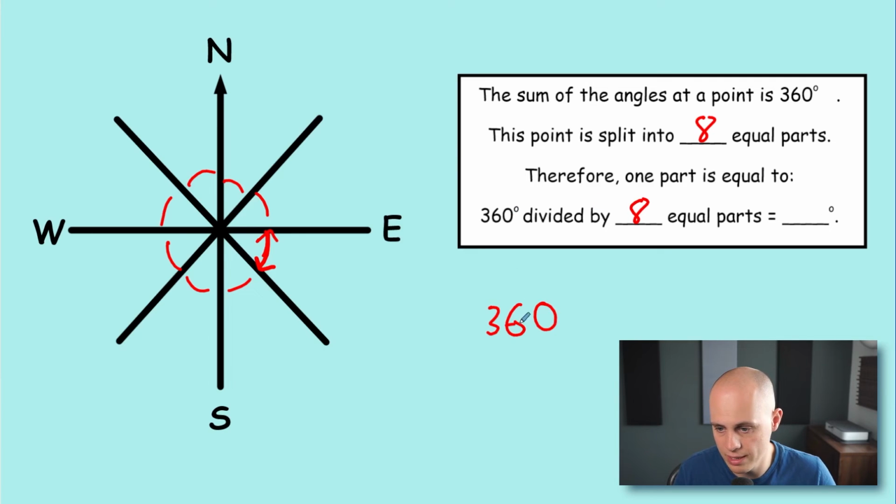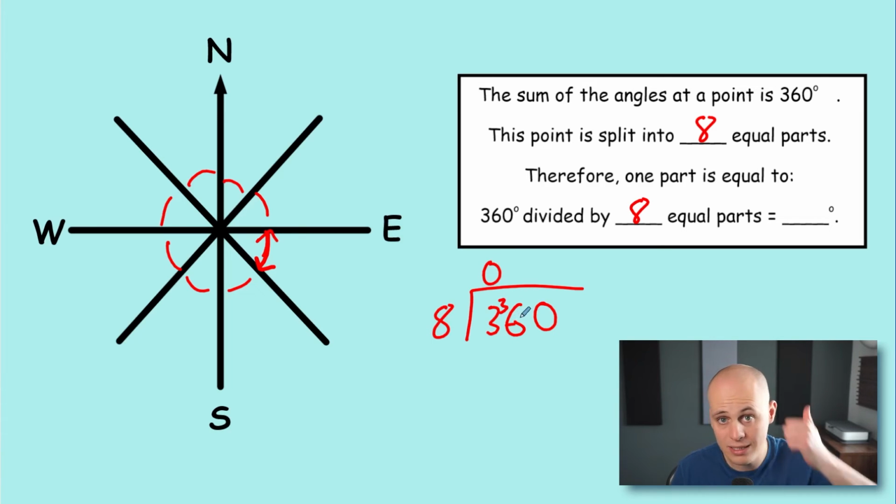Okay, let me just do that then. Let's divide it by 8. 8 into 3 doesn't go. 8 into 36. Let's do our 8s. 8, 16, 24, 32. I can't get any higher. So 4 8s make 32, but I wanted to get to 36. So 32 add 4 more, which is my remainder, gets me to 36. 8 into 40 goes exactly 5 times. So I know that one part, which we were trying to find, is equal to 45 degrees.